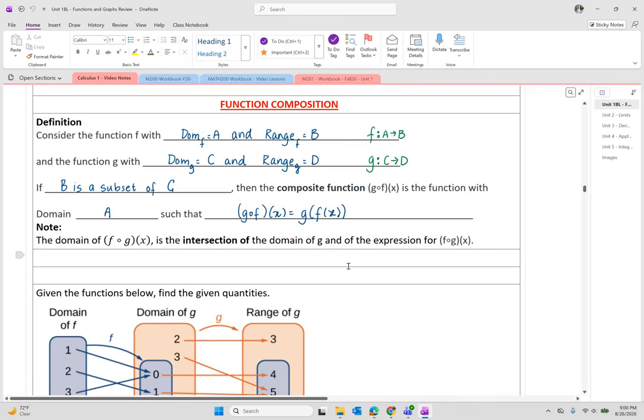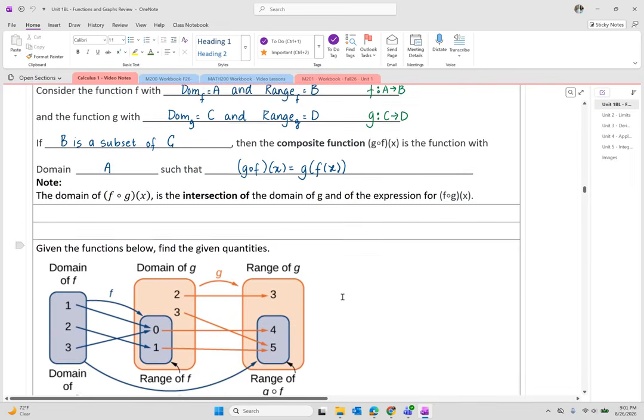So we want to define the composition of functions, assuming that we have a function with domain A and range B. The notation is f colon A to B, and we read it as f goes from A to B. And the function g with domain C and range D, with g going from C to D. If B is a subset of C, then the composite function g circle f of x is the function with domain A, such that g circle f of x has the formula of g with input f of x.